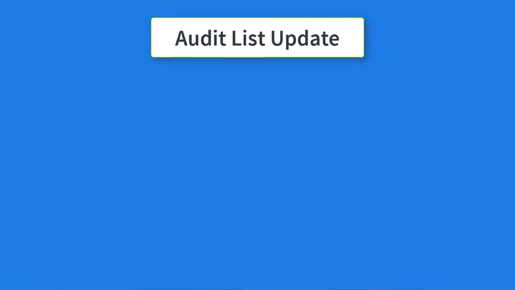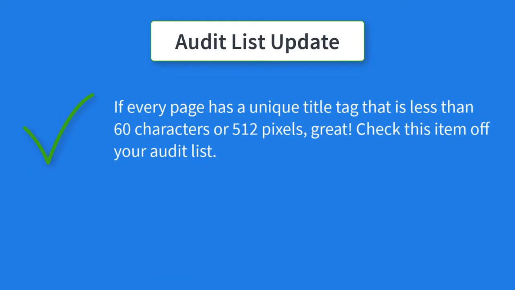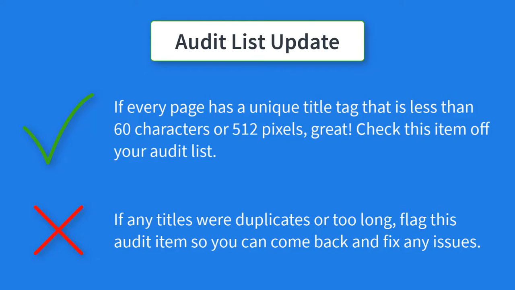To update your audit list, if every page has a unique title tag that is less than 60 characters or 512 pixels, great. Check this item off your list. If any titles were duplicates or too long, then flag this item so you can come back and fix any issues. Next is the H1 tag.